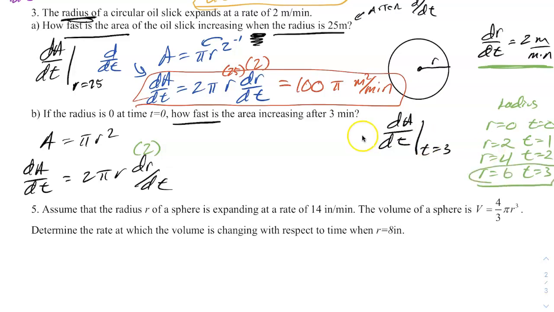And that's the key here. So what's my radius going to be? Since it's been 3 minutes, and I expanded at a rate of 2 meters per minute, it's going to be 6. Multiply it all together. 2 times 6 times 2 pi gets me 24 pi. And again, we're doing area, so meters squared per minute. And that's the answer there.